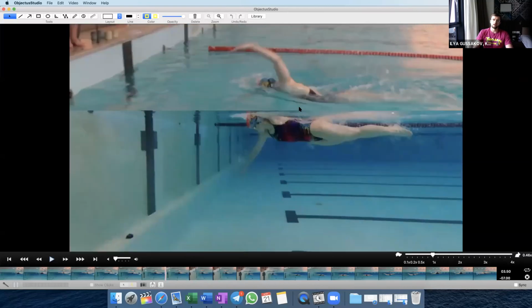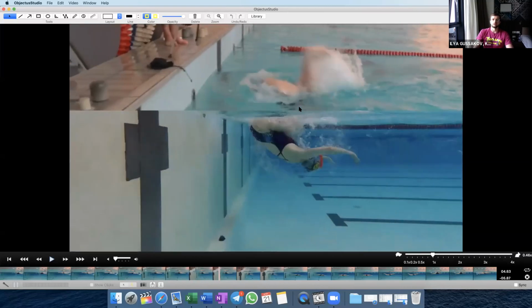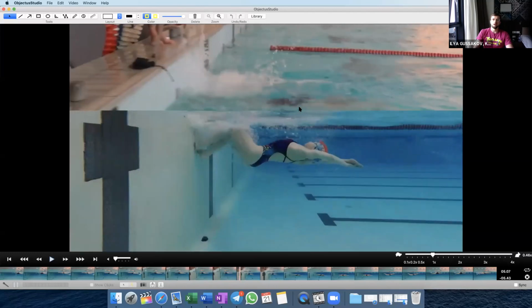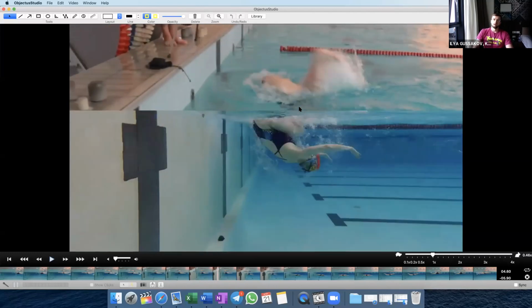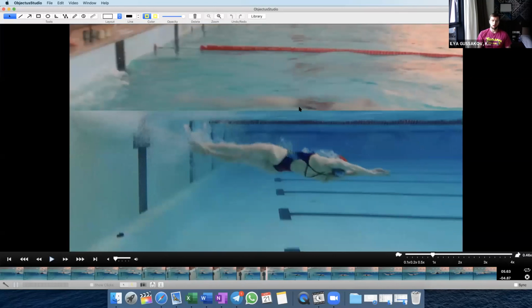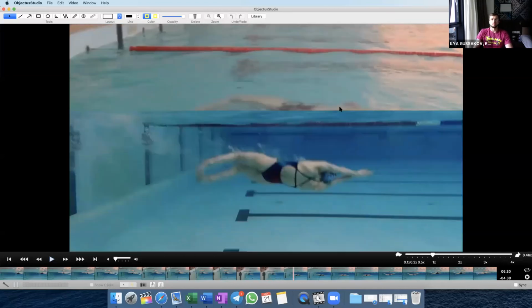This is a more advanced drill to do the flip turn, but it's possible. Sometimes I challenge the athletes to swim 300, or see who can swim longer with the paddle on the forehead doing flip turns. So sometimes it's 300, 400, 800. It's up to them.